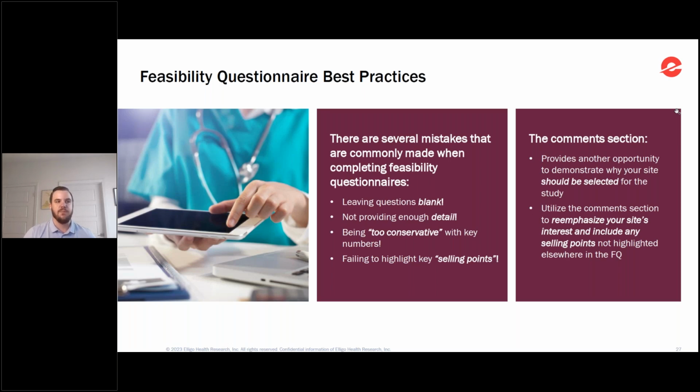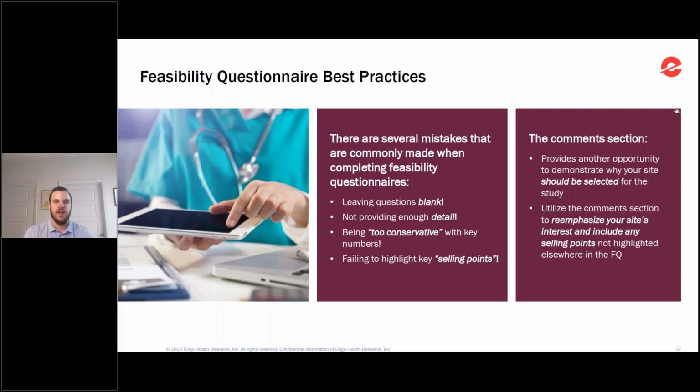The same goes for not providing enough detail. The reason that matters, right, is you have to think about this. Oftentimes, the information being put down on that feasibility questionnaire is the only information that a sponsor or their CRO has about your facility, right? And again, why are you the right site to conduct this study? So leaving questions blank, not providing enough detail, sometimes you'll see that there's a mindset of, hey, if this site could not bother to fill out a feasibility questionnaire fully and correctly, what sort of attention are they going to be putting into the study?